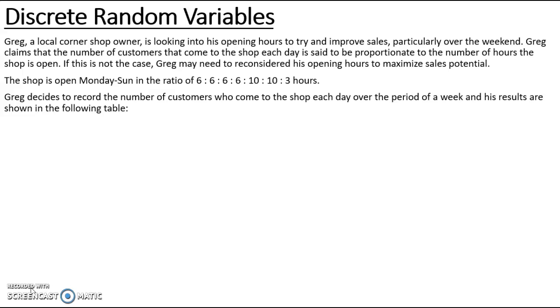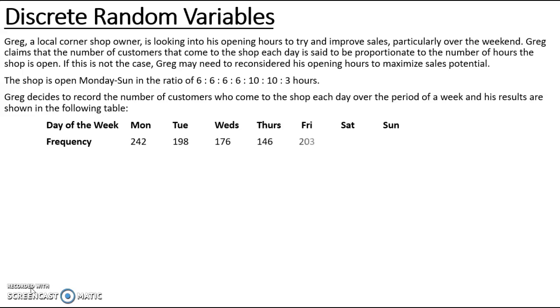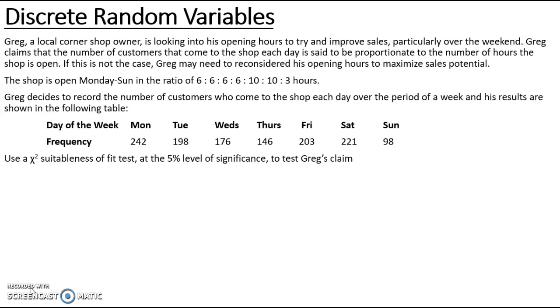Greg decides to record the number of customers who come to the shop each day over a period of a week, and his results are shown in the following table. So there we have how many customers came in each day of the week. Use a Chi-squared goodness of fit test at the 5% level of significance to test Greg's claim. And that's what we're going to do.